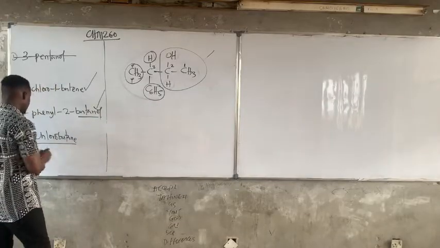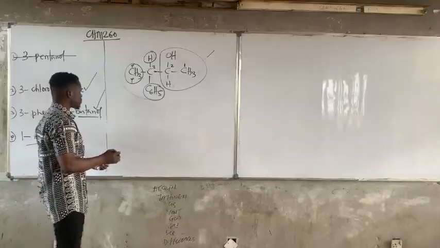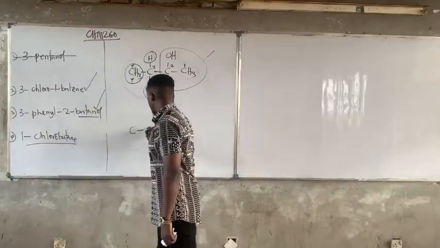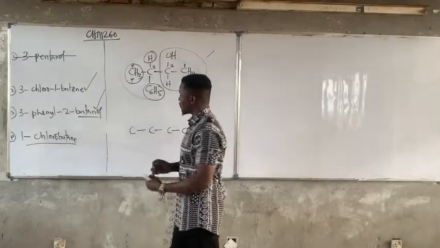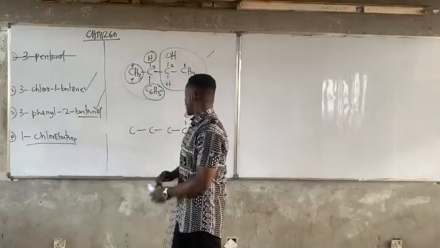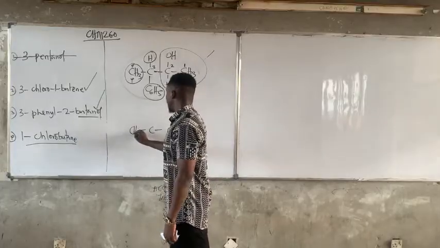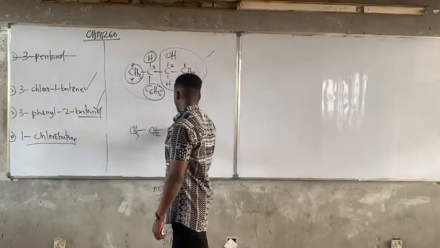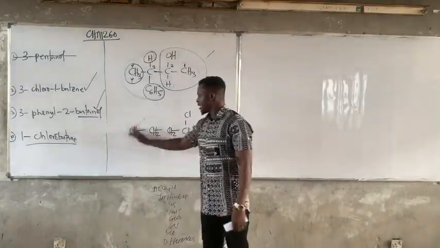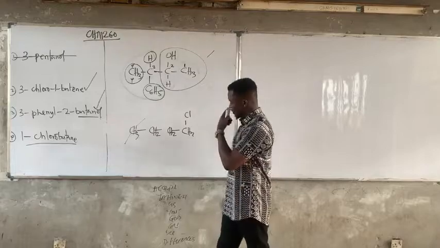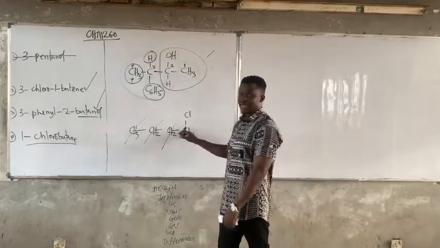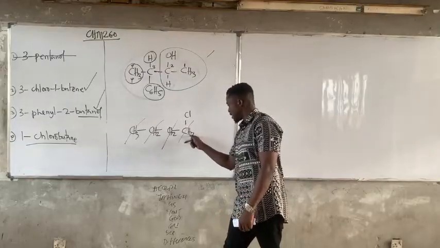Now the next one is 1-chlorobutane. So butane is 4 carbons, 1, 2, 3, and 4. At carbon 1 we have chloro. Now, if you complete your CH3, this CH2, and this CH2, and this CH2. Now, this is not a chiral carbon because it has 3 same type of atom. This is not a chiral carbon. This is not a chiral carbon. This one that looks like a chiral carbon is not because it has 2 same type of hydrogen.